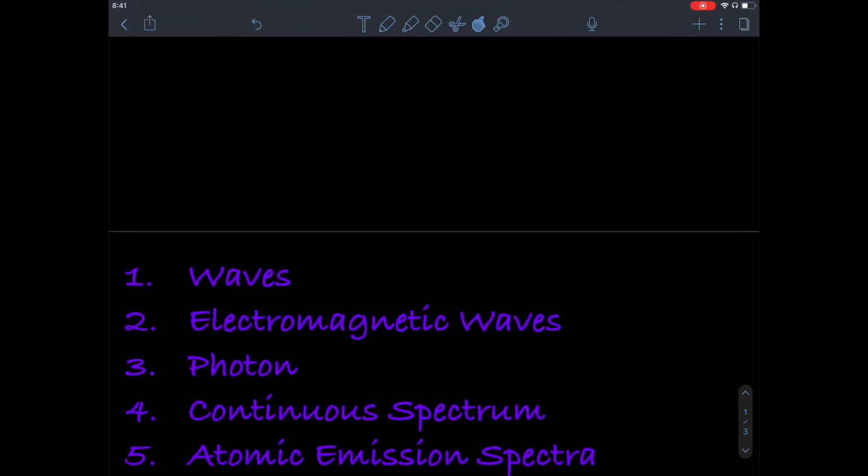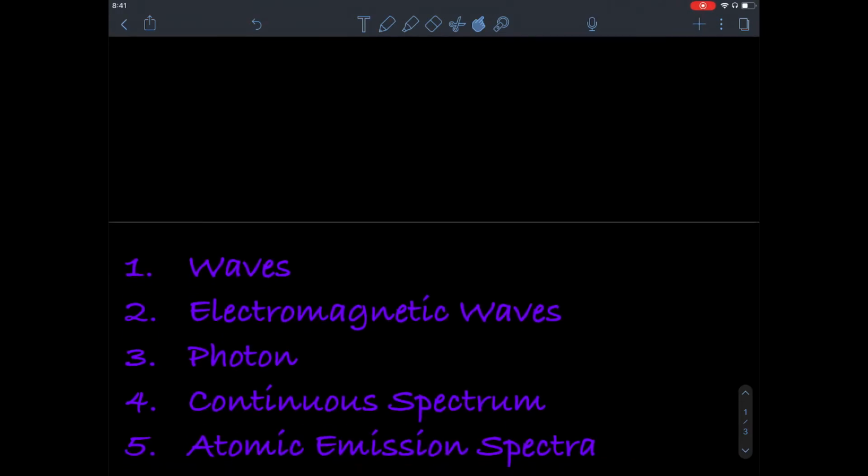Next is atomic emission spectra. The emission spectra is individually owned by each type of element. No emission spectra per element is the same. The emission spectra shows all the types of wavelengths that an atom is able to emit. We are only able to see the visible light colors on the emission spectra, but it does show all of the wavelengths that we can't see.